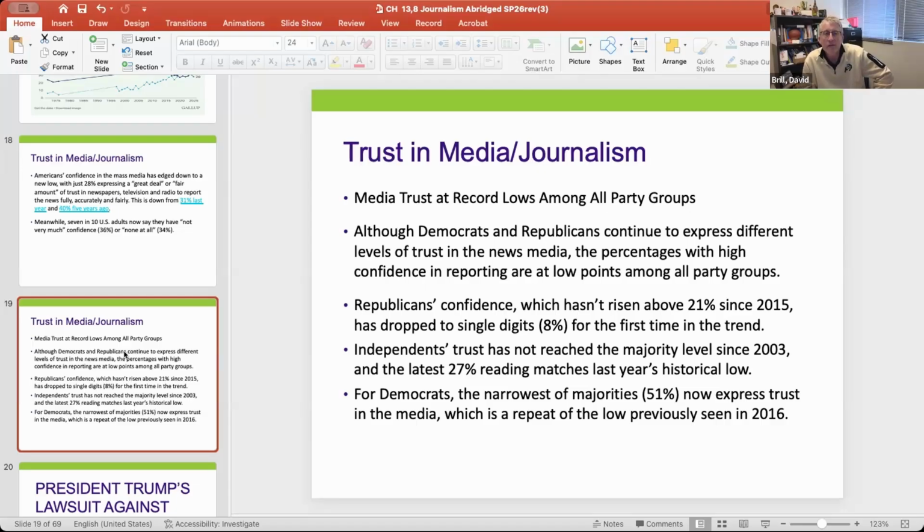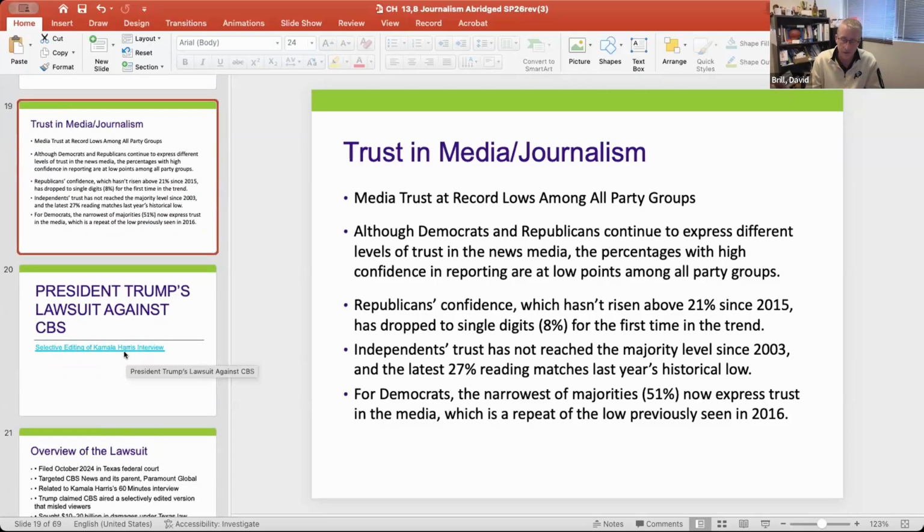And it should probably tell you something that the number is significantly higher for Democrats, which probably is because, whether it's actual or perceived, the majority of information being shared by traditional legacy media and mass media in general is probably favoring Democrats more than it's favoring other groups. Therefore, you still have 51% of Democrats who express trust in the media, which is a repeat of the low previously seen in 2016. So when it's 51% versus 8% for Republicans, something is amiss. That's all I'm going to say. I don't think that number should be ignored.